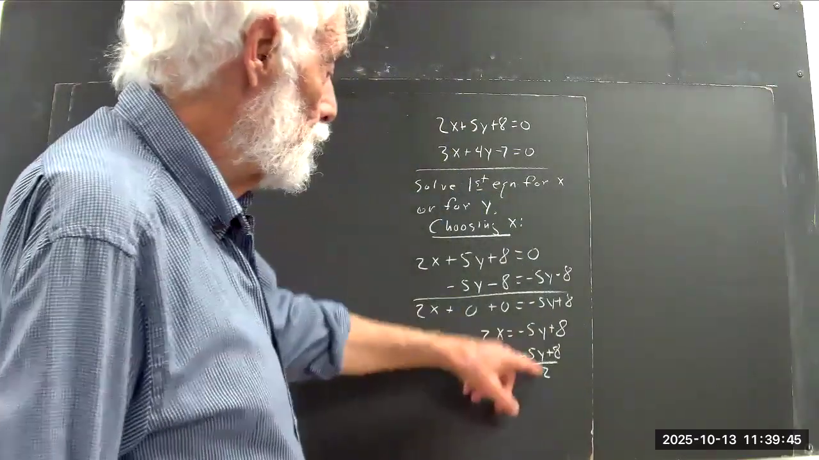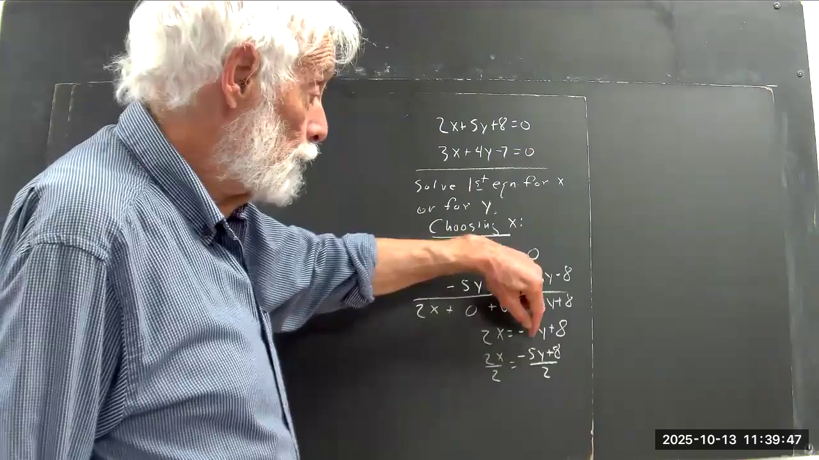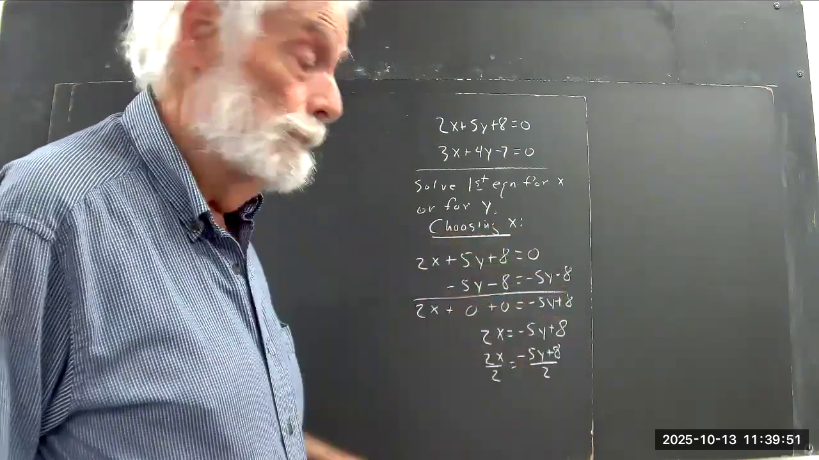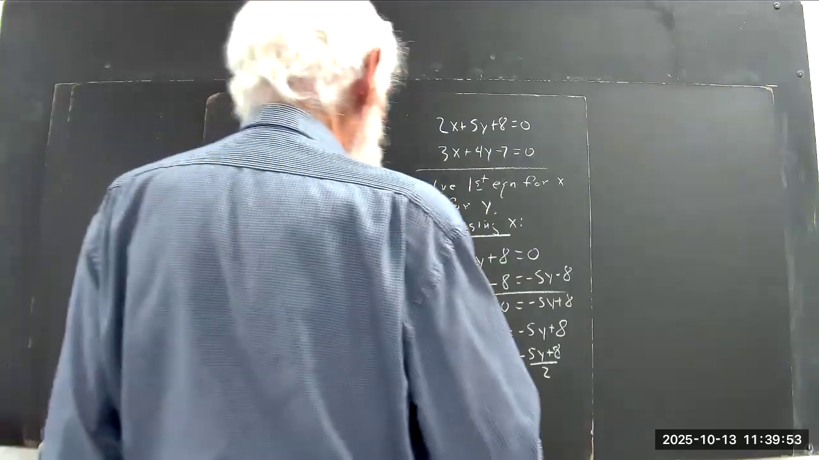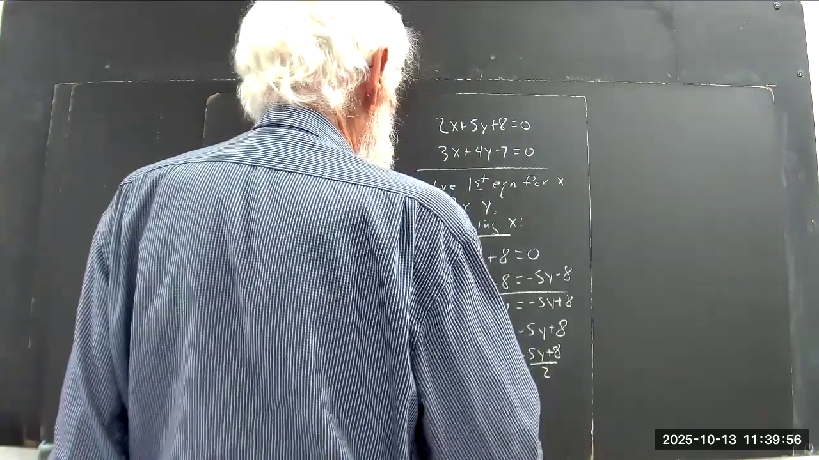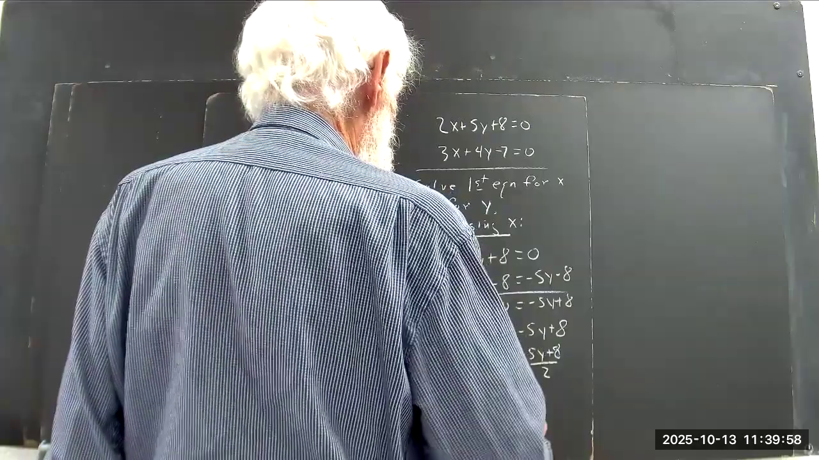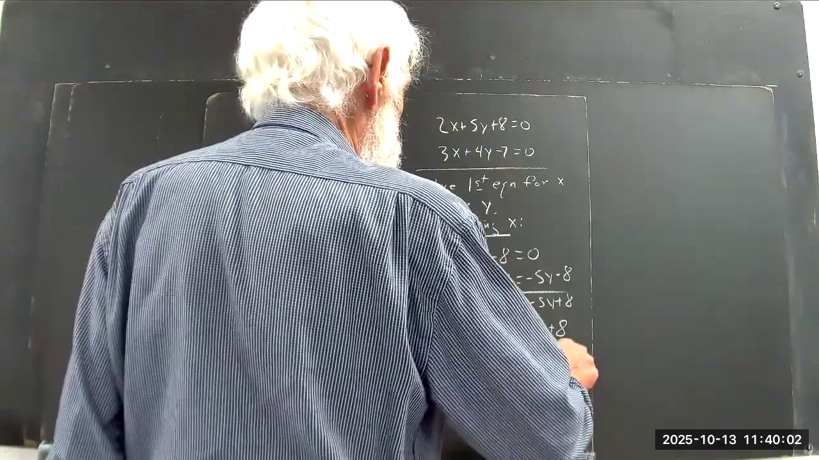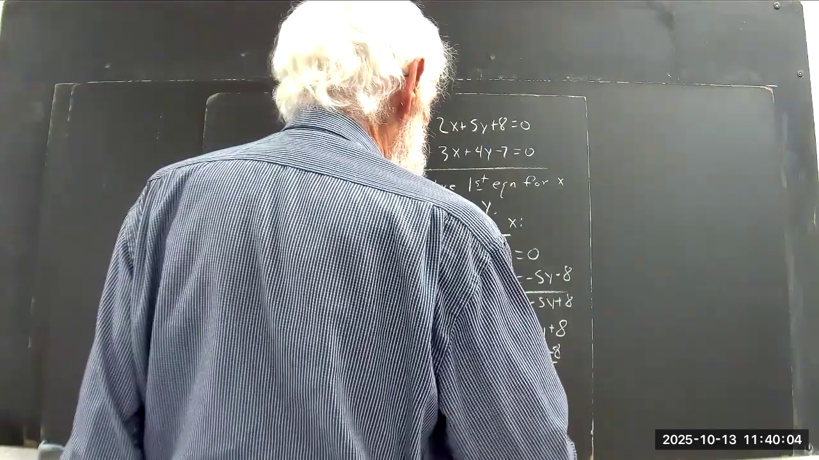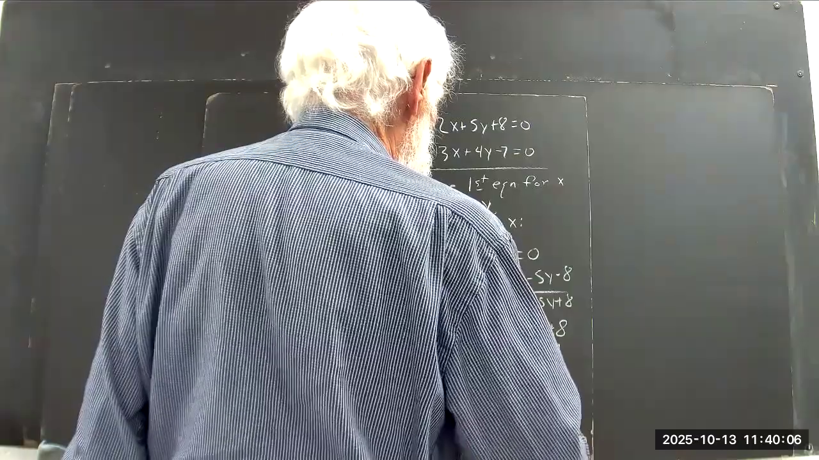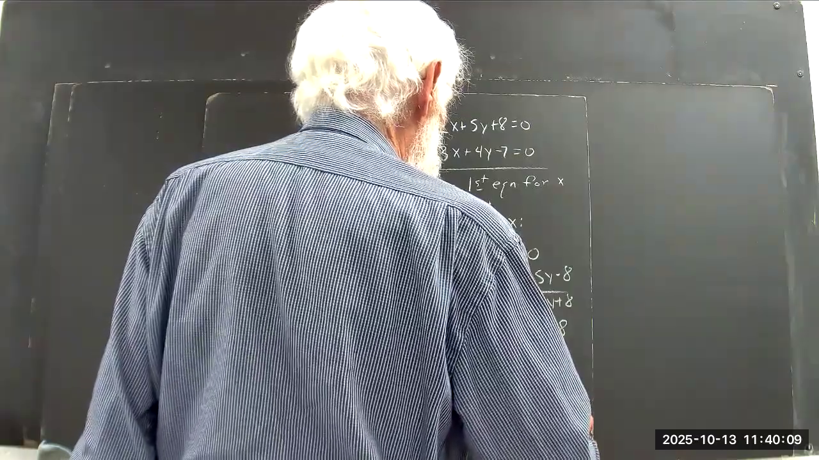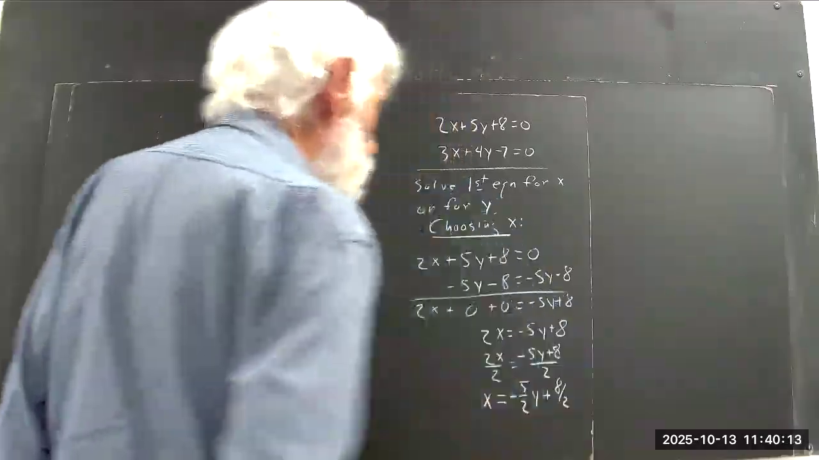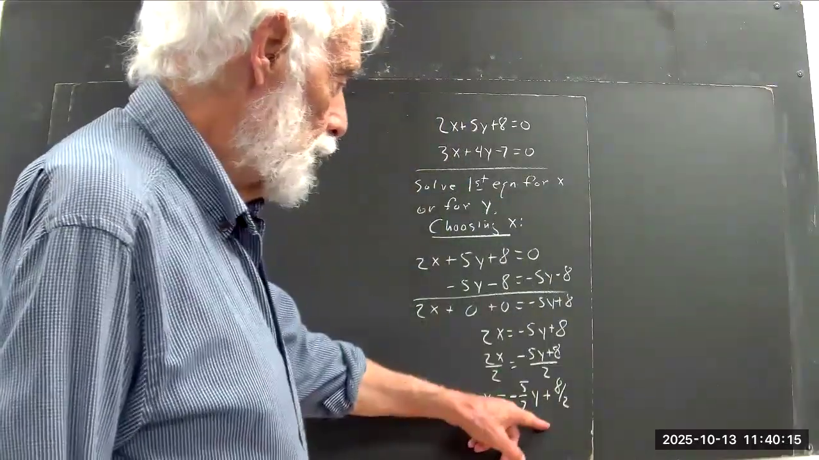And then we divide both sides by 2. Make sure that you divide the entire expression over here by 2. And make sure you understand that first place 2 over 2 gives you 1. Negative 5y is divided by 2 and 8 is divided by 2. Well, that gives you negative 5 halves y plus 8 halves.